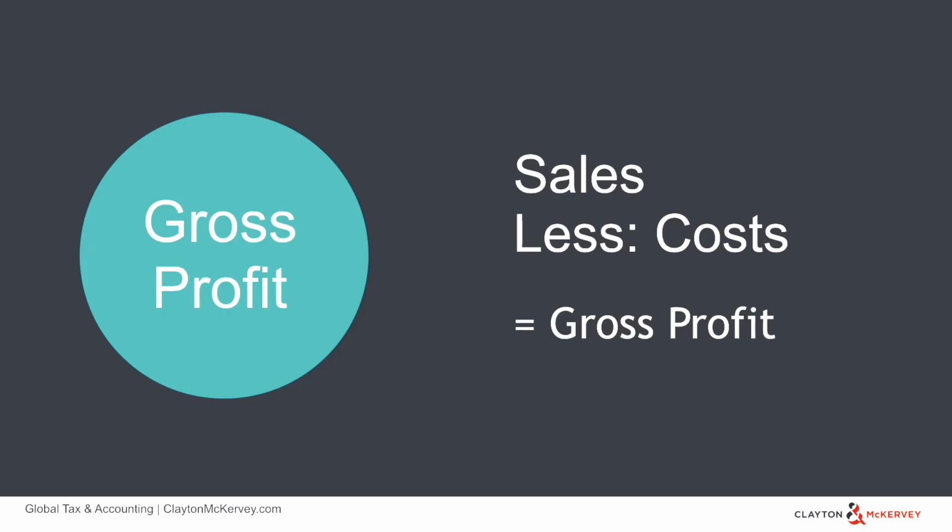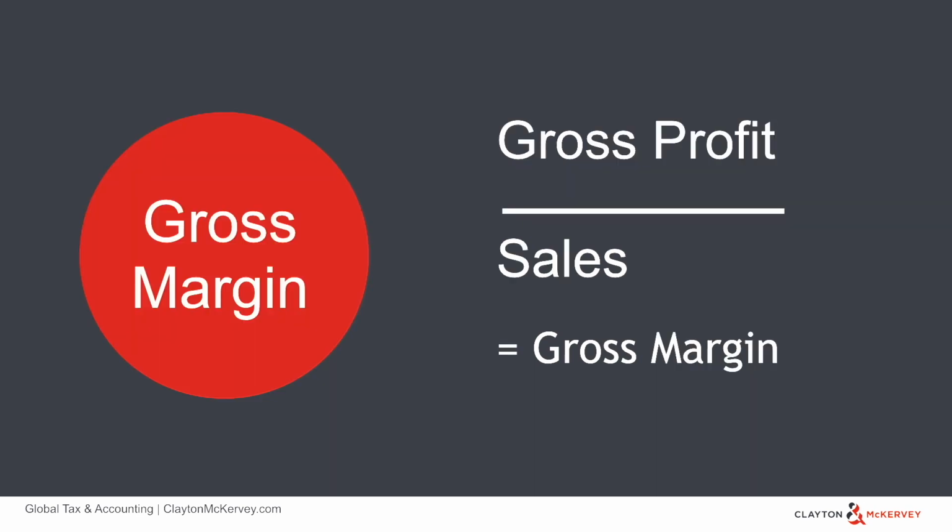So how did I compute these? For gross profit, I took sales less my costs equals gross profit. And for my gross margin, I started with that last figure, gross profit, and divided it by sales. So let's explore the type of analysis that you can perform with this figure.